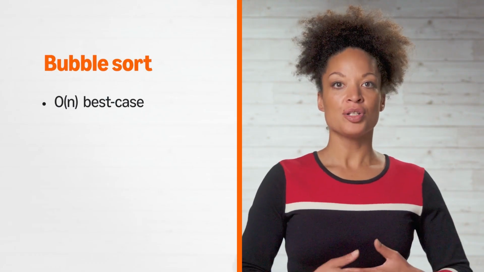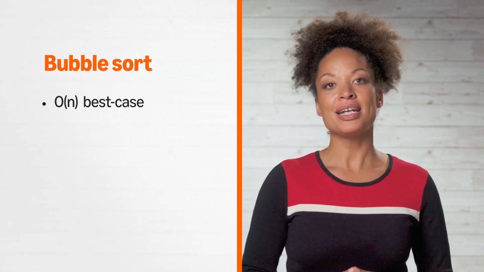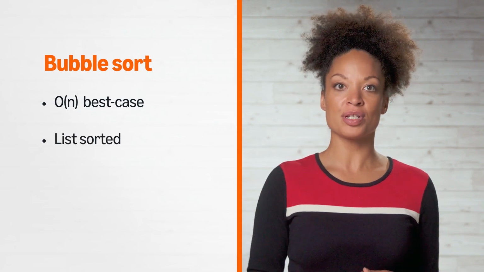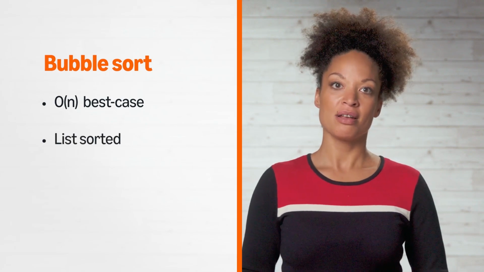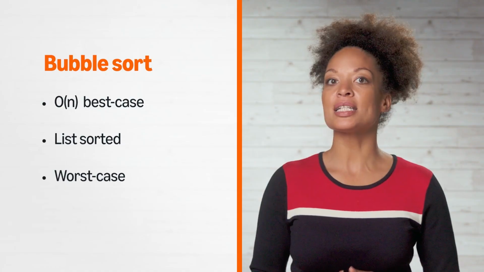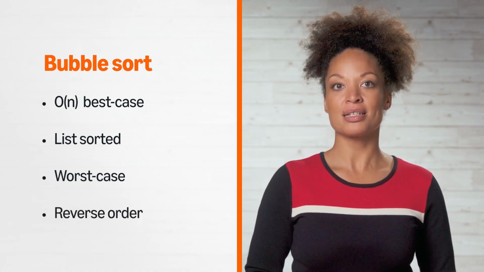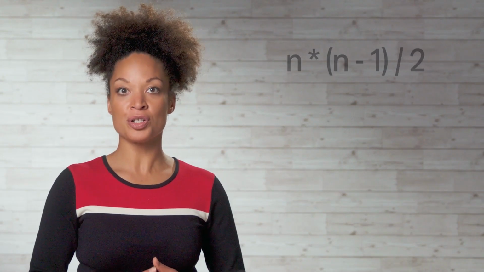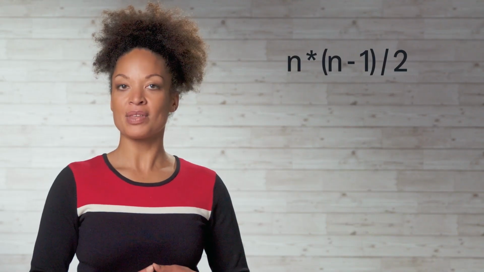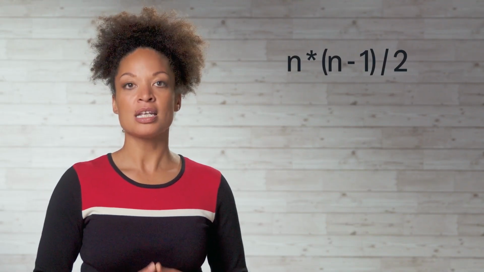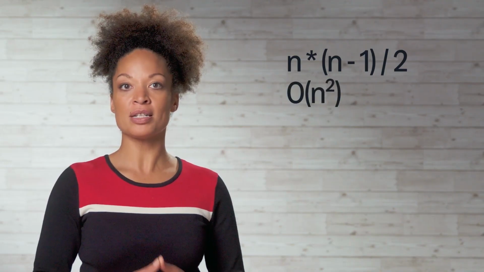Big O of n denotes the best case scenario, indicating that the list is already sorted and no swaps are needed. For the worst case scenario, the list is sorted in reverse order. Therefore, each element is out of place. Bubble sort will require n-1 passes through the list, with each pass making approximately n comparisons. Therefore, the number of operations is proportional to n multiplied by (n-1) divided by 2, simplifying to big O of n squared.